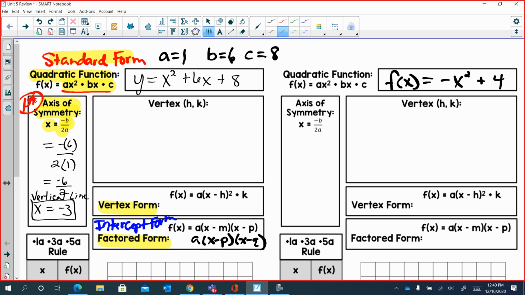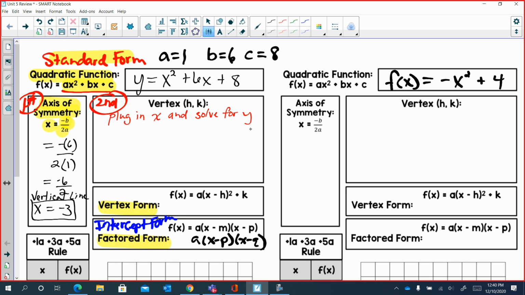Okay? Now we're going to go to the vertex second. Yeah, we've done this, but it's in different forms. So it depends on what form you have. But it's the same thing. Now, to do this, the vertex, you have to plug in x and solve for y. Okay, we're going to plug in our x, solve for y.